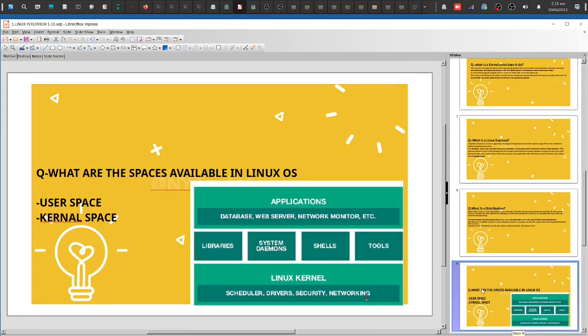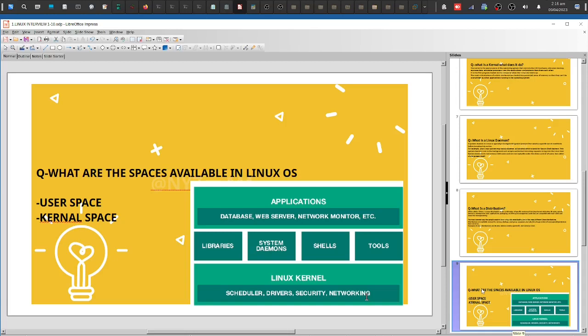Now next, it's a very important part, and mostly people will get this question: what are the spaces available in a Linux OS? There are two major spaces. Every memory is segregated into system space mostly, but the spaces in the Linux OS are two: user space and kernel space.